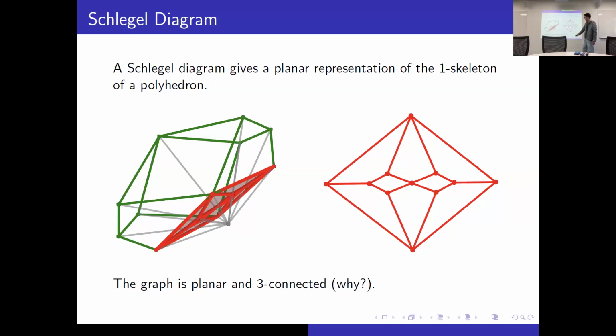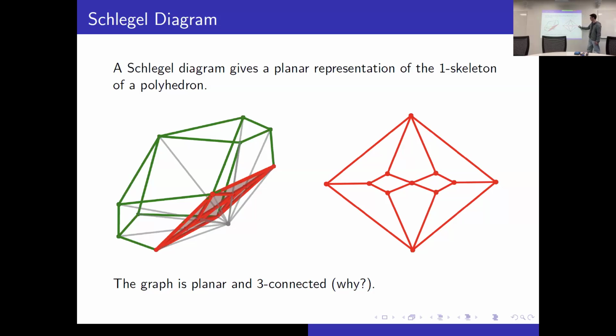It is also 3 connected, which means that if we delete any fewer than 3 vertices, it is still connected. We can try, for example, I delete this and this, the remaining part is still connected. I can try delete this and this, it is still connected. So we can ask why it is still 3 connected, and actually it's not very hard to show this.